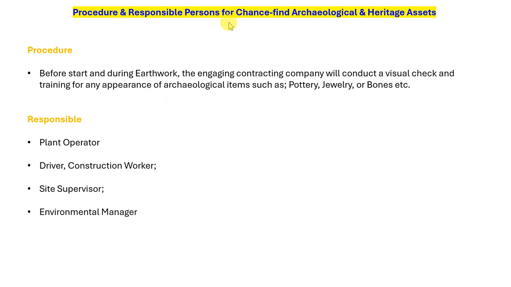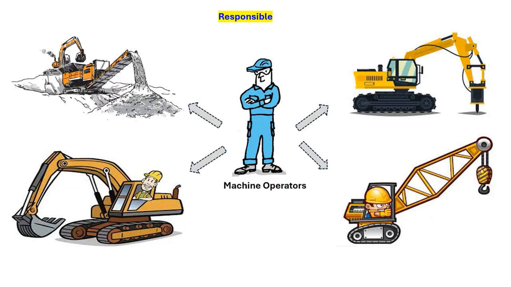Here we have the procedure and responsible persons for chance finding of any archaeological and heritage asset. The procedure is that before the start and during earthwork, the engaged contracting company will conduct a visual check and training for any appearance of archaeology items such as pottery, jewelry, or bone, which could be found at the site. Those persons are plant operators, drivers, machinery operators, construction workers, site supervisors, and the environmental manager.